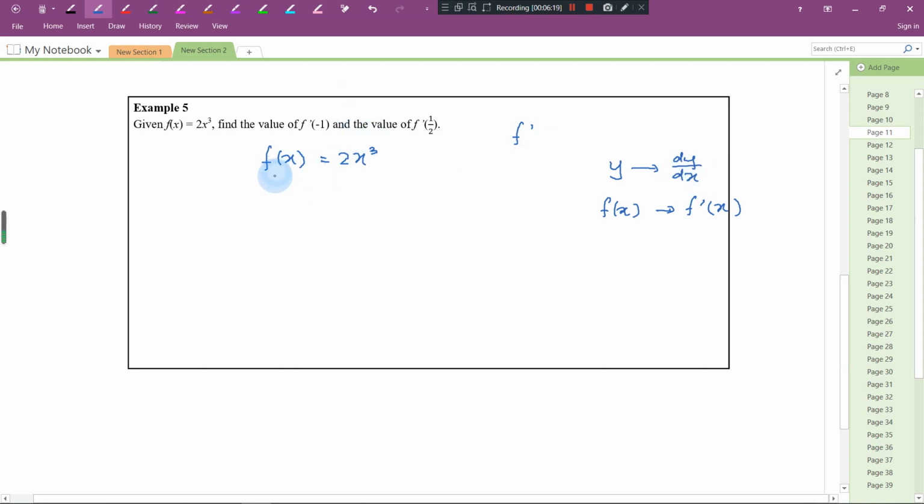Okay, now let me find the first derivative first. Still remember the formula? 3 you bring down. But now I will do it a little bit faster. Just calculate mentally. 3 bring down times with 2, you will actually get 6, right? 3 times 2, you get 6. Copy the x, 3, the power here always minus 1. 3 minus 1, you get 2. Okay, so this is the first derivative. Now we are going to find f prime of negative 1 and f prime of 1 over 2.